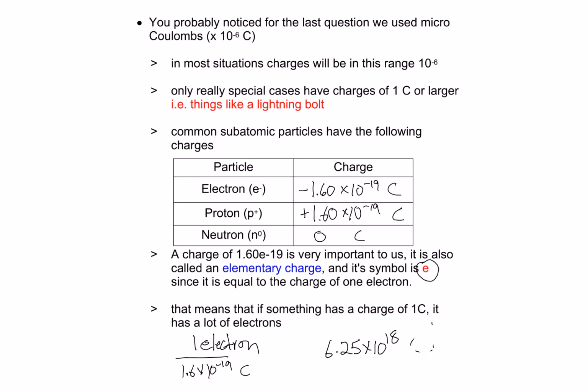So a lightning bolt strike, for example, has 6.2 times 10 to the 18 electrons being emitted in that bolt. So it's a huge, huge amount.